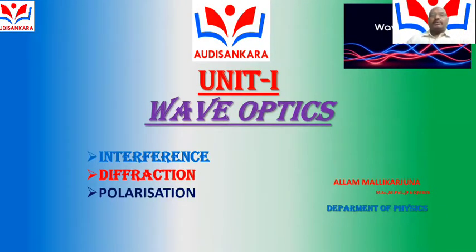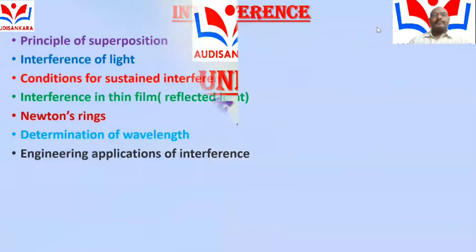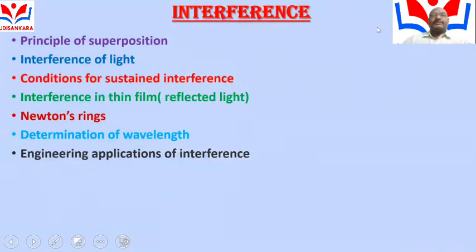I would like to discuss wave optics: interference, diffraction, and polarization. Some of the contents of interference are the principle of superposition, interference of light, conditions for sustained interference, interference in thin films by reflection, Newton's rings, determination of wavelength, and engineering applications of interference.